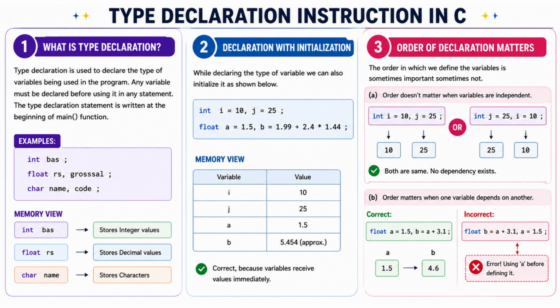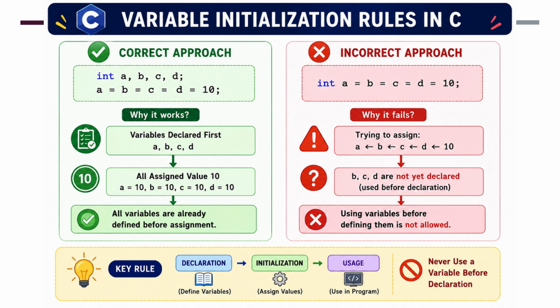Here you can see another example. First the variables a, b, c, d are declared, and then values are assigned as shown below. But the second approach is incorrect. You are assigning the value 10 to a, b, c, and d, but b, c, and d are not yet declared. Therefore, using variables before defining them is not allowed. The key rule is as shown in the diagram below: declaration, initialization, and use in the program. Do not use a variable before its declaration.